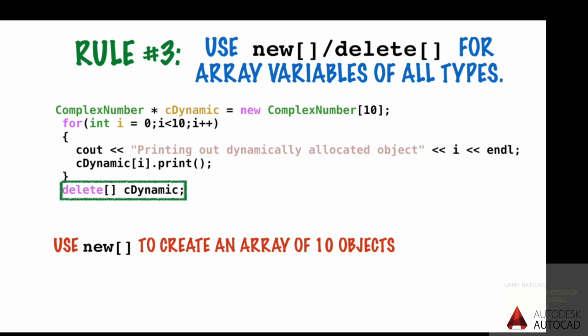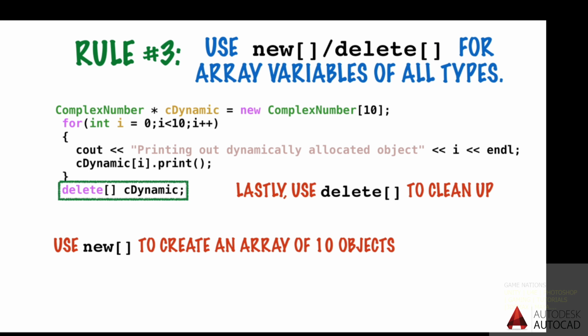Notice that because we've used the new with square brackets, or the array new operator, we use the array delete keyword, that is the delete with square brackets, to clean up this C dynamic pointer. If we use new with square brackets, we have to use delete with square brackets. They go together.